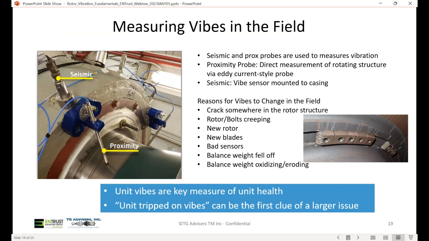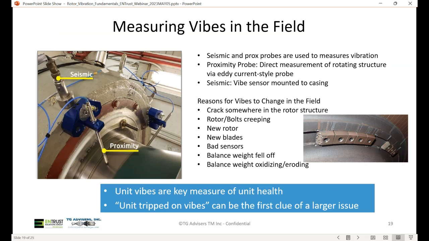Once a unit is built and shipped to the field, vibrations are still measured, and the unit vibrations are a key measure of unit health. Unit tripped on vibes can be the first clue of a larger issue. Seismic and proximity probes are used to measure vibration. Proximity probes are a direct measurement of the rotating structure via an eddy current style probe. Seismic is a vibe sensor mounted to the casing.